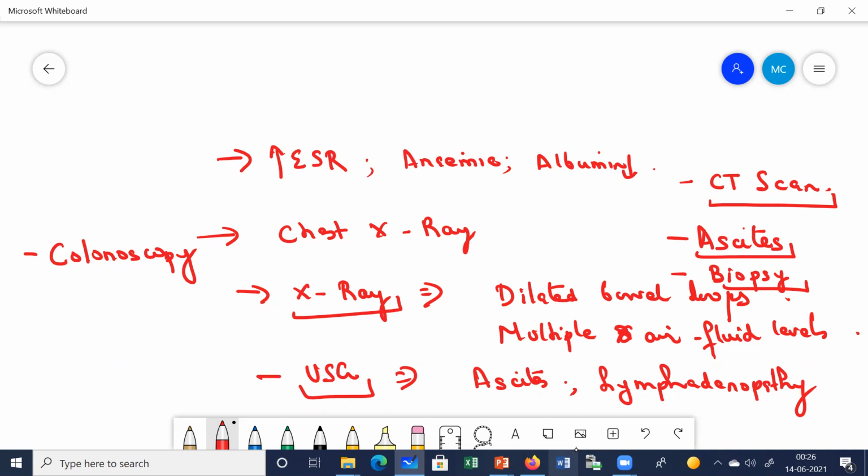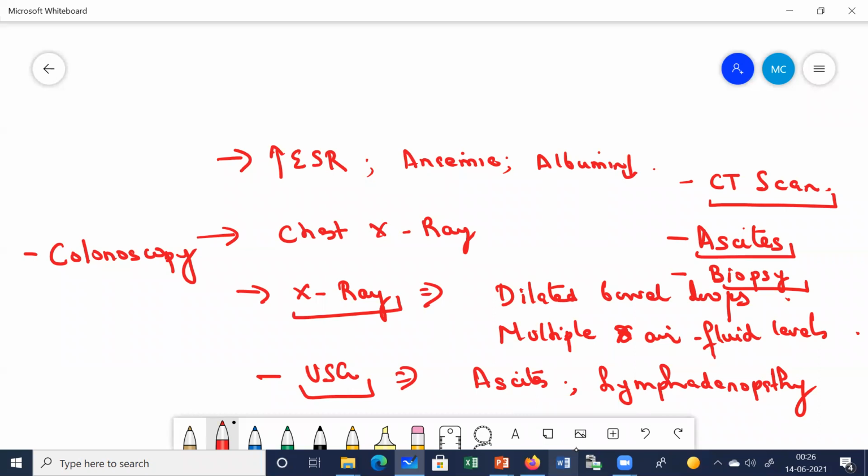These things again can be seen with more precision when you do the CT scan, then ascitic fluid examination, biopsy of the peritoneum, and ultimately we do the colonoscopy, direct visualization of the colon. We can see the ulcers, we can take biopsy from those ulcers. Okay, so these are the investigations which are done in these patients of abdominal tuberculosis, right?